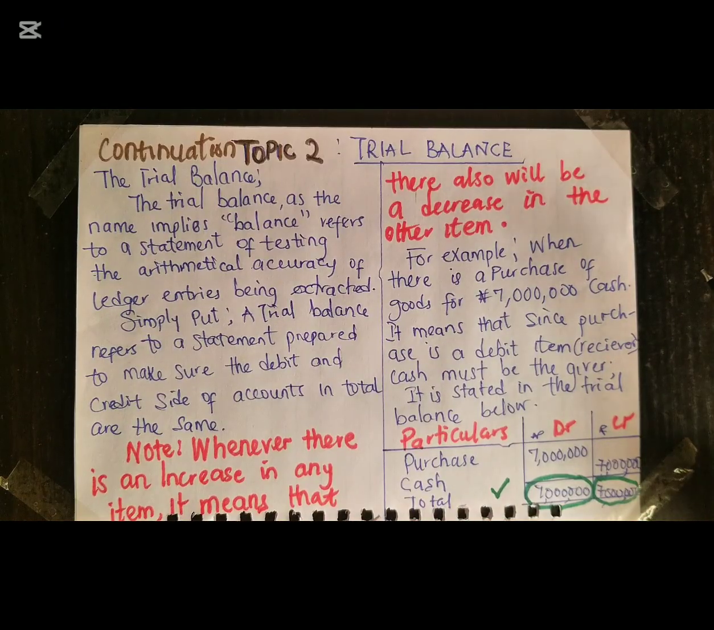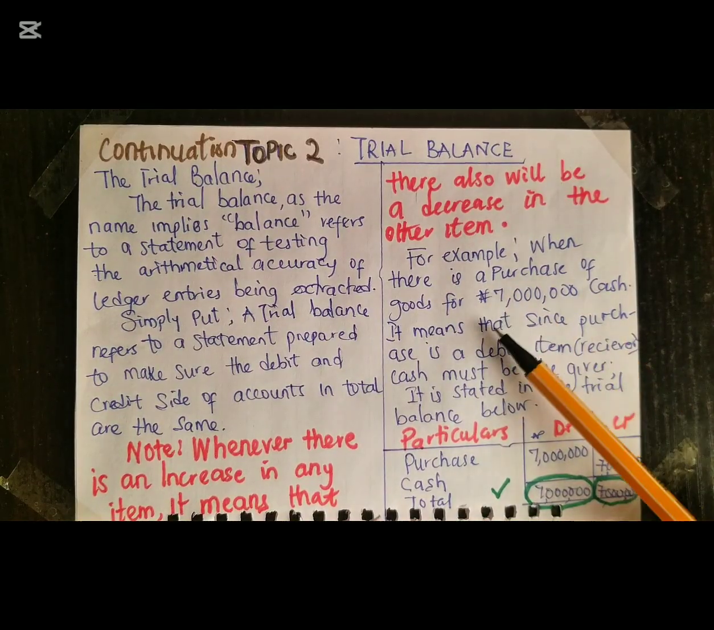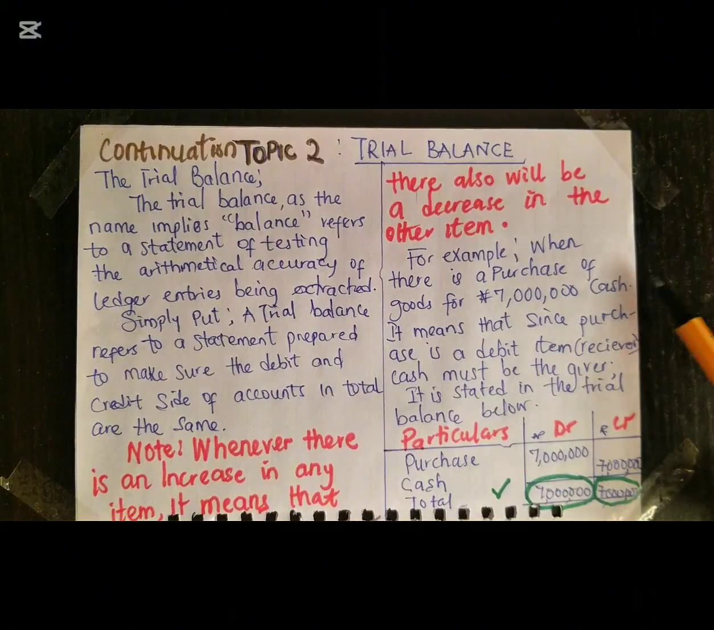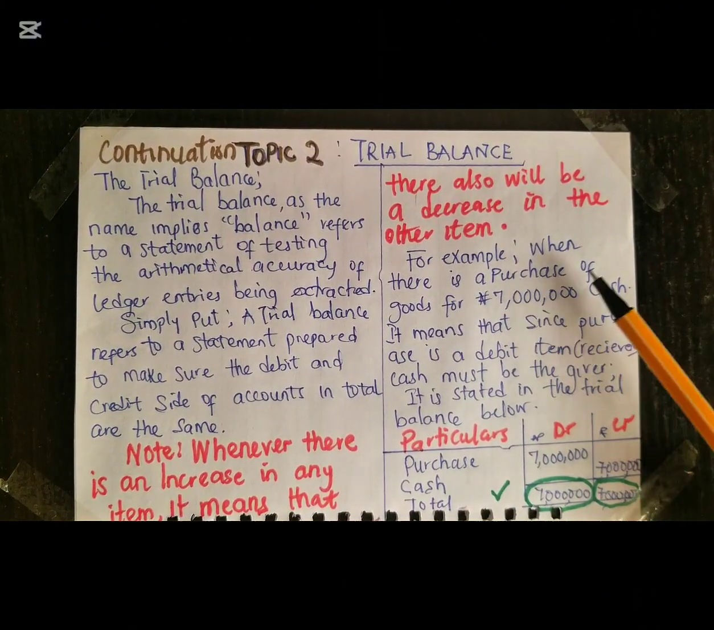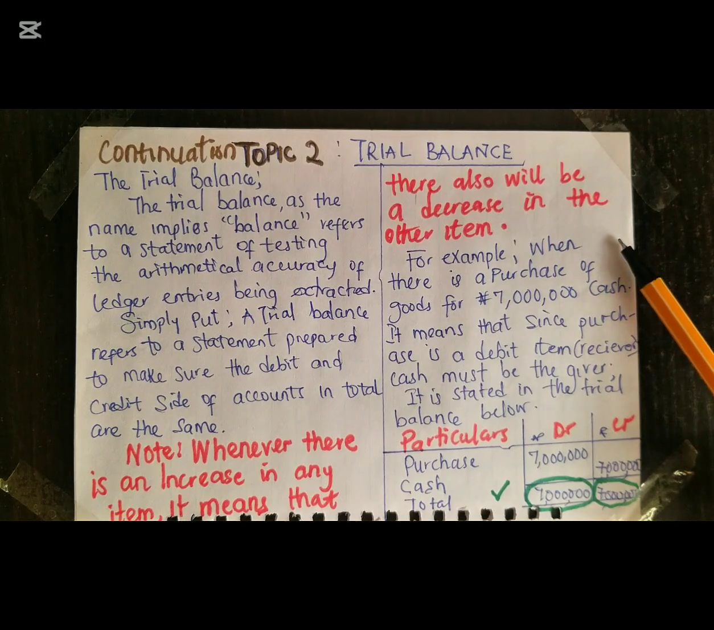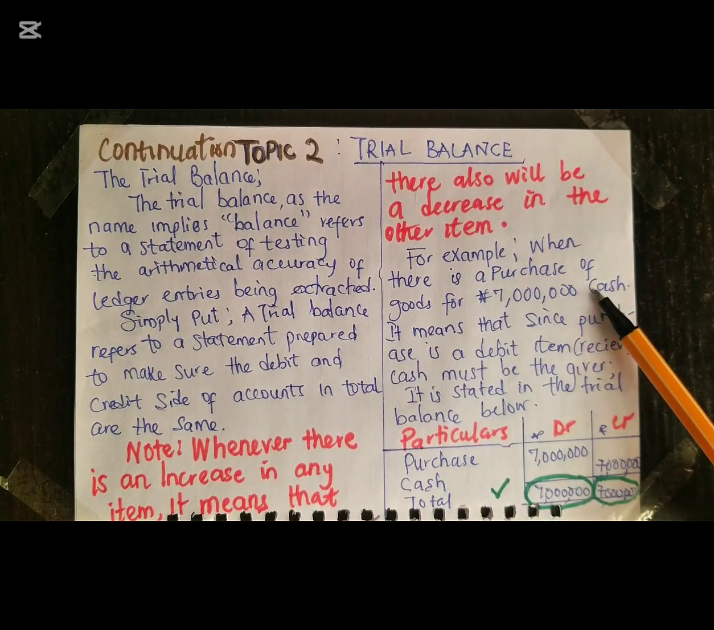But what I'm trying to say is that whenever a transaction is given, the first thing you should identify is the item that is not cash. For example, if they say purchase goods for 7 million naira cash, just leave cash first. Think of the purchase. Is purchase a debit or credit item? Purchase is a debit item, so you debit it, and the other one will be credited, which is cash.